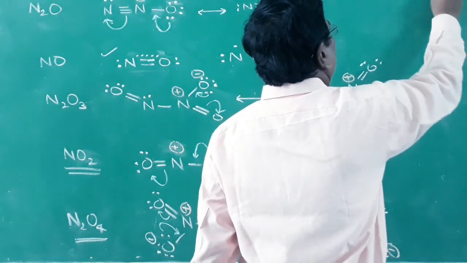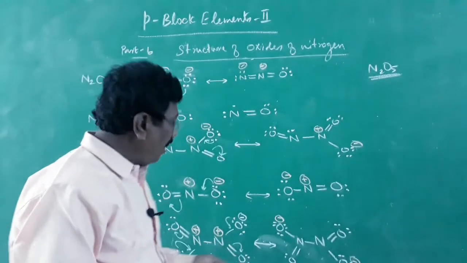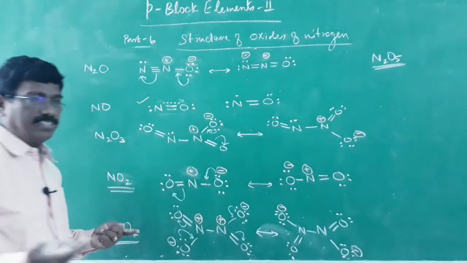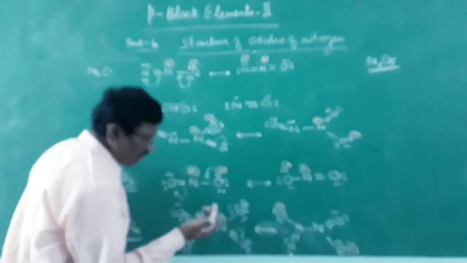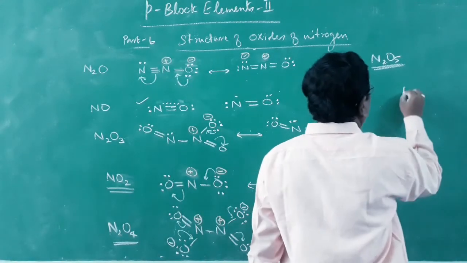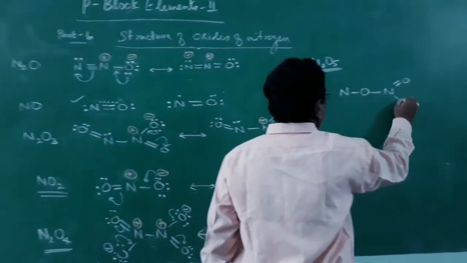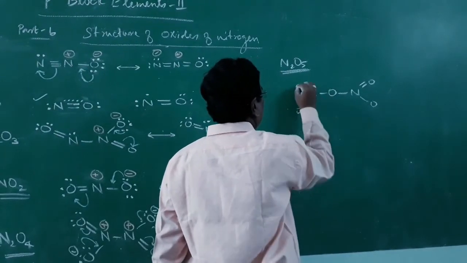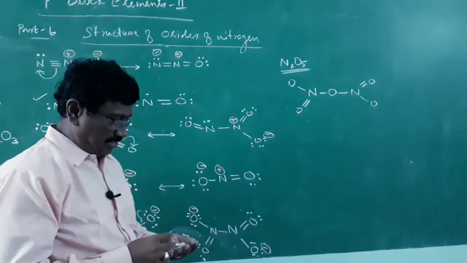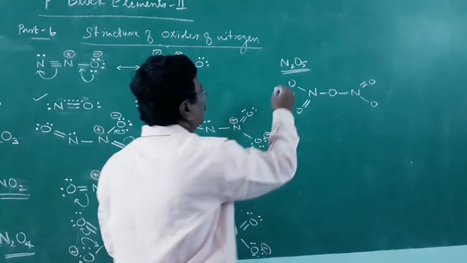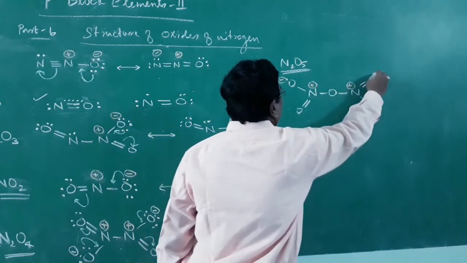And finally N2O5, dinitrogen pentoxide, with 2 nitrogen and 5 oxygen atoms. That means an oxygen is present in between. Nothing else. Same thing, put an oxygen in between. N-O-N. Make a double bond, make a single bond, make a double bond, make a single bond. I made it opposite; usually it will be the case. And here negative charge, here positive charge. Here positive charge, here negative charge.